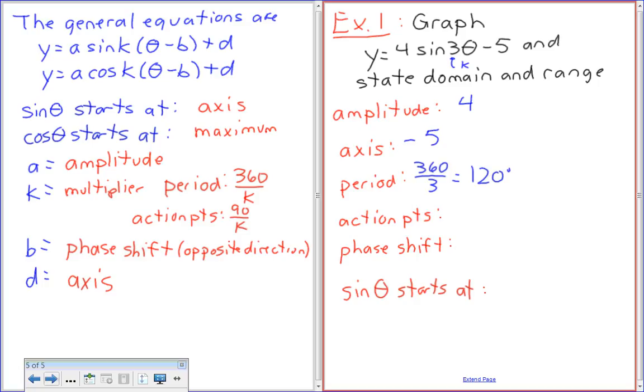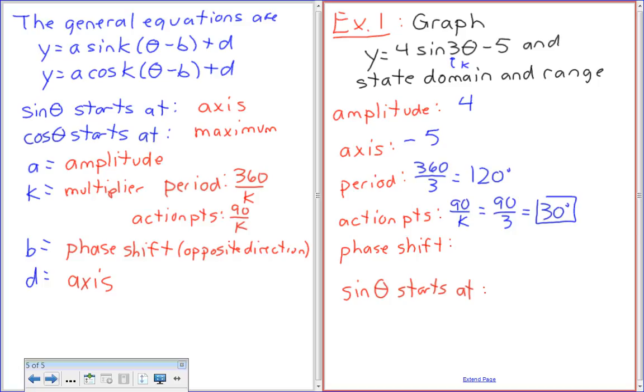Sage, what are my action points, please? 90 divided by K. Good. It is 90 divided by K. Excellent. And again, you can use your calculator. K happens to be 3, so my action points are going to be 30. What that means is, as I'm drawing my graph, I'm going to make every horizontal square 30. It's going to go every 30 degrees: top, middle, bottom, middle, top, every 30 degrees.